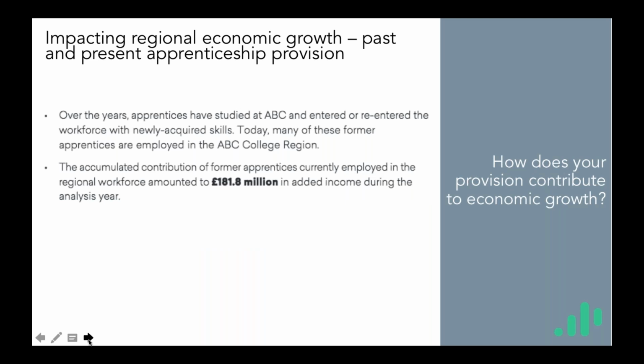The other aspect of looking at relevance and impact is measuring the actual impact on economic output that your apprenticeship provision has, both in the present but also based on your past, your historic provision. That's really important, because a significant percentage of your historic apprentices will still be economically active in your regional economy.